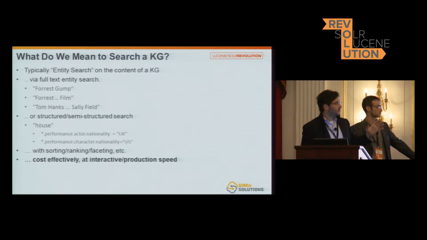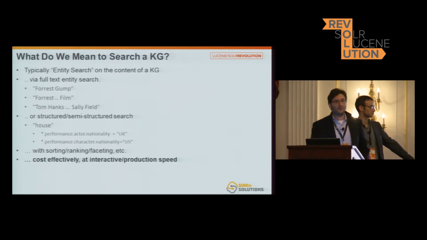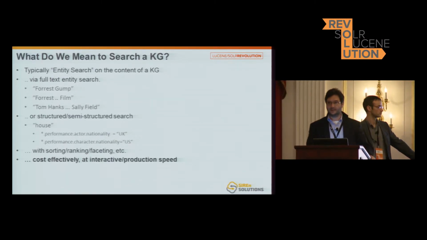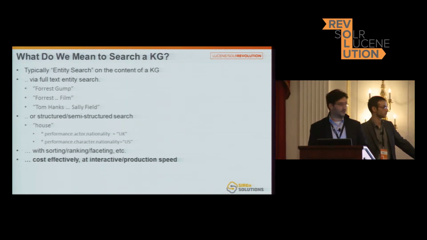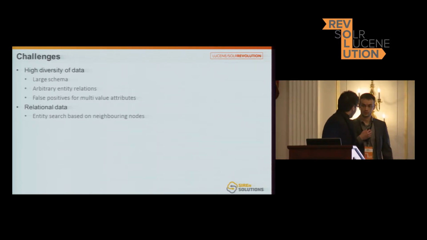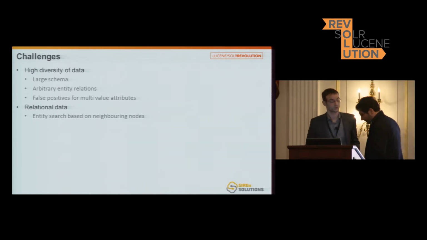Or you want to do semi-structured search, which is really cool, something similar to a database. Well, give me a movie where the actor is English and the character is American, and it contains house somewhere in the text. So something in the middle, like a database, you want to be able to sort, rank, have facets, and cost effectively, at production speed, hundreds of queries per second, possibly. So nothing to do with graph databases. So challenges are many, but I think at this point, I'll pass it to Renaud. So what are the challenges in searching the knowledge graphs here?